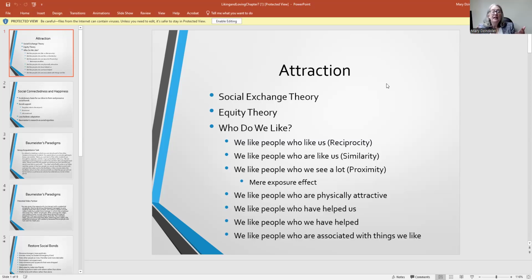Normally sharing a birthday with someone isn't going to make you more attracted to them, but it will if you don't have any other information. So, okay, similarity leads to attraction. Proximity, people that we see a lot will lead to attraction. Your book talks about this. We explain this with the mere exposure effect.